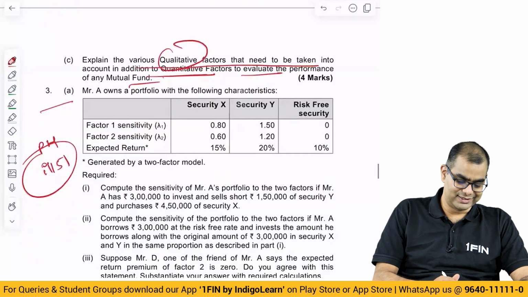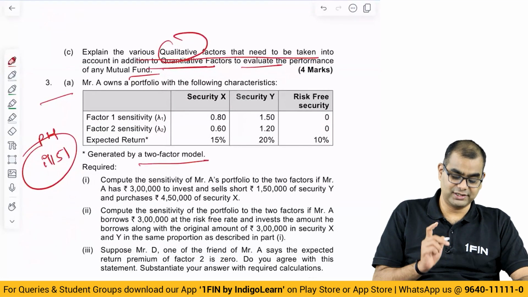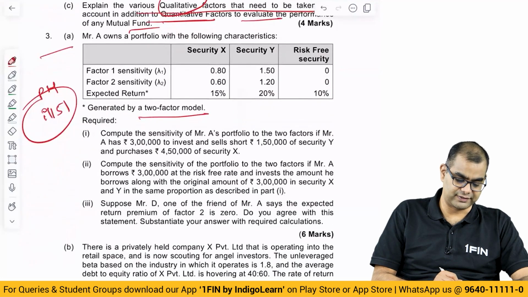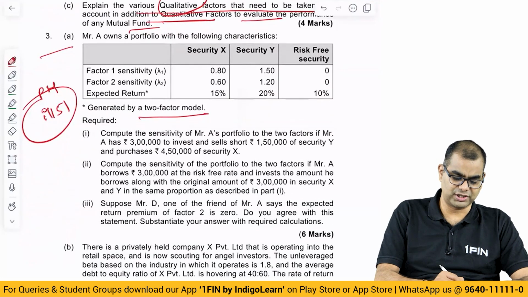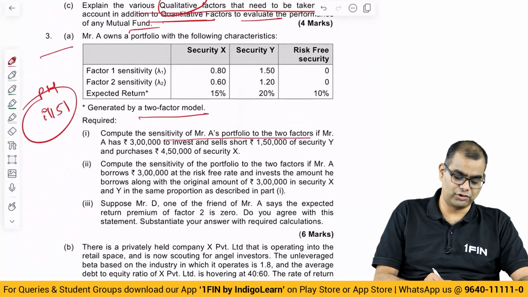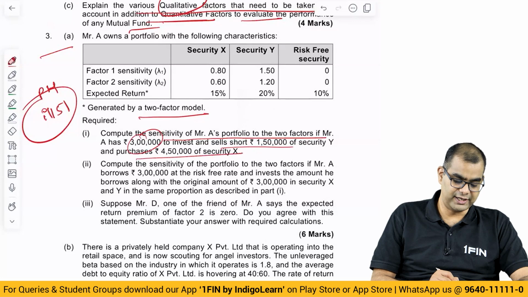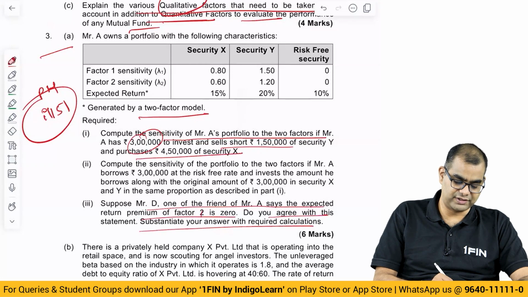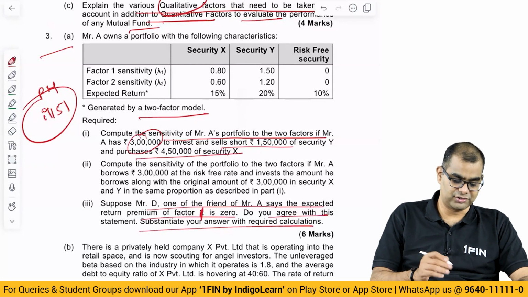Okay, it's a two-factor model, and in this model, there is an incorrect statement. So I will not explain the full question. The question is basically you have 2 factors and sensitivities. You are requested to compute the sensitivity of the portfolio if Mr. A has 3 lakhs to invest and sells short 150 of security Y and purchases 450 of security A. Suppose Mr. D, one of the friends of A, says the expected return premium of factor 2 is 0. Do you agree with this statement? Substantiate your answer. Actually, they should have said factor 1. This is a mistake that they made, because when you go and solve the question, you will see that the answer is factor 1. I'll show it to you.